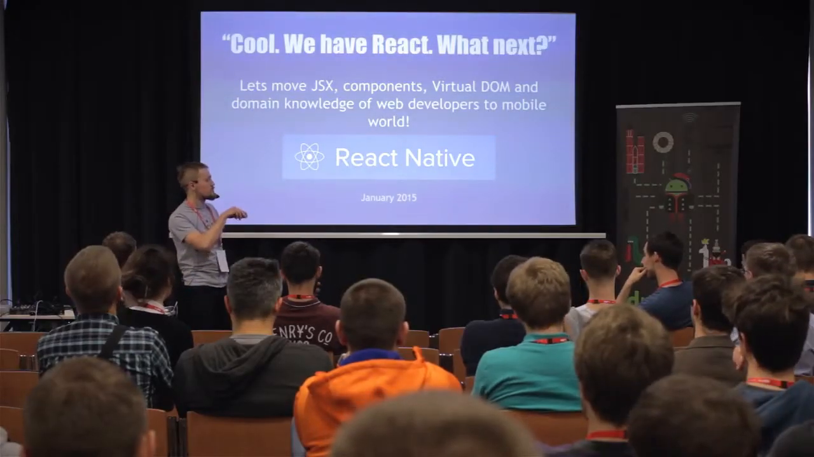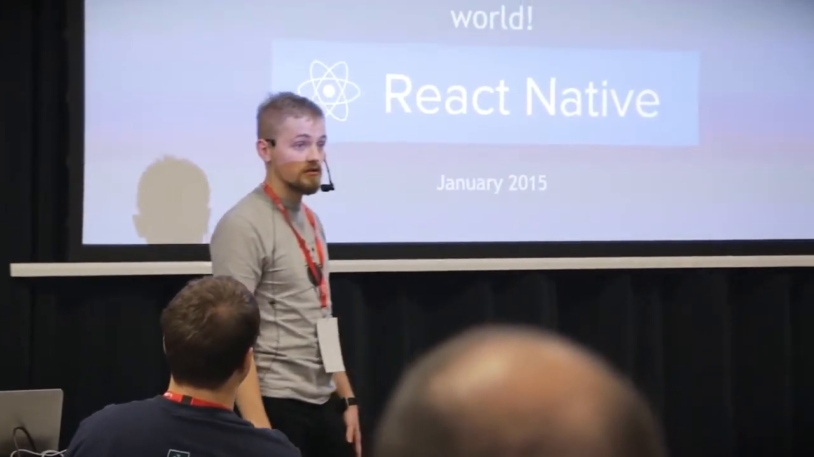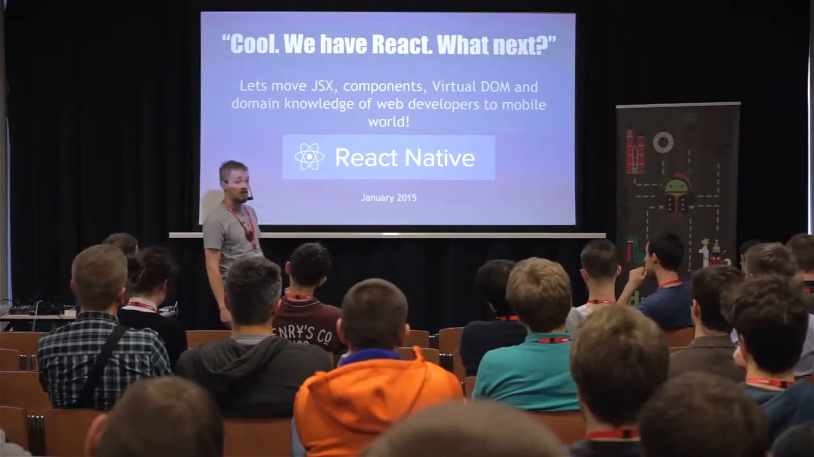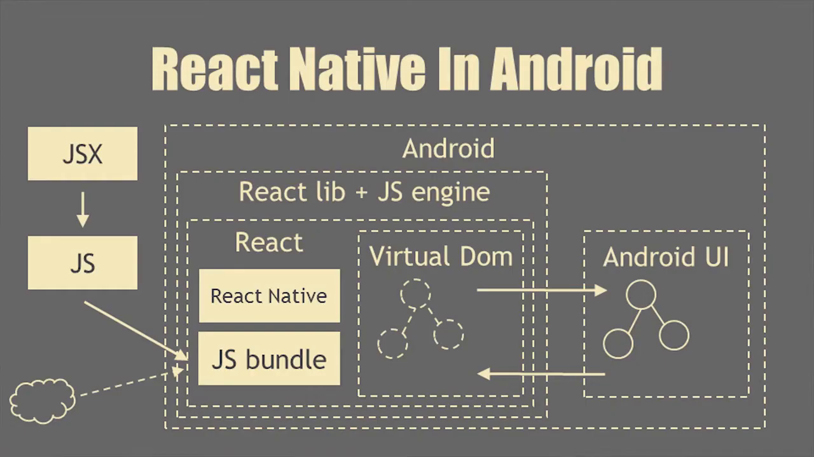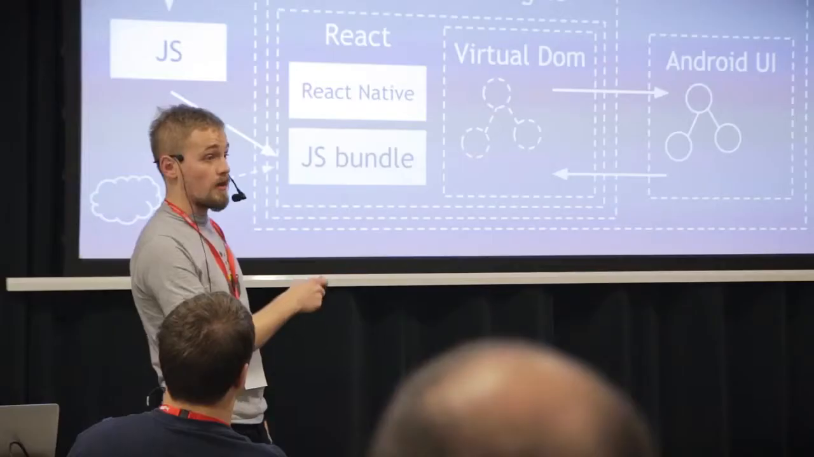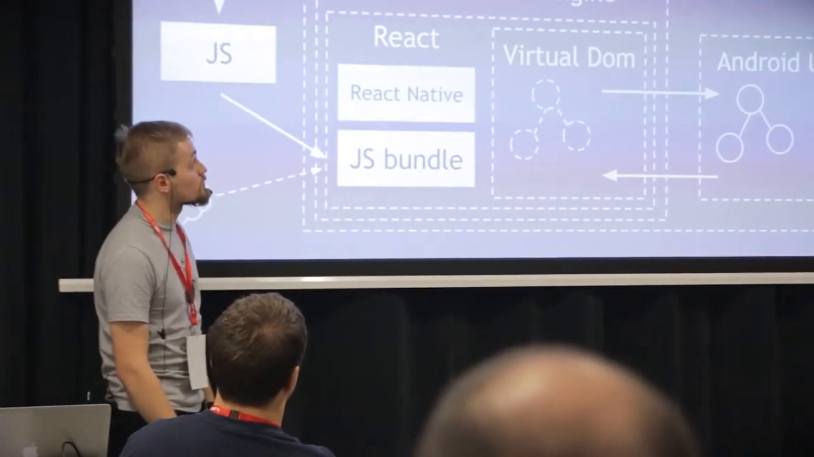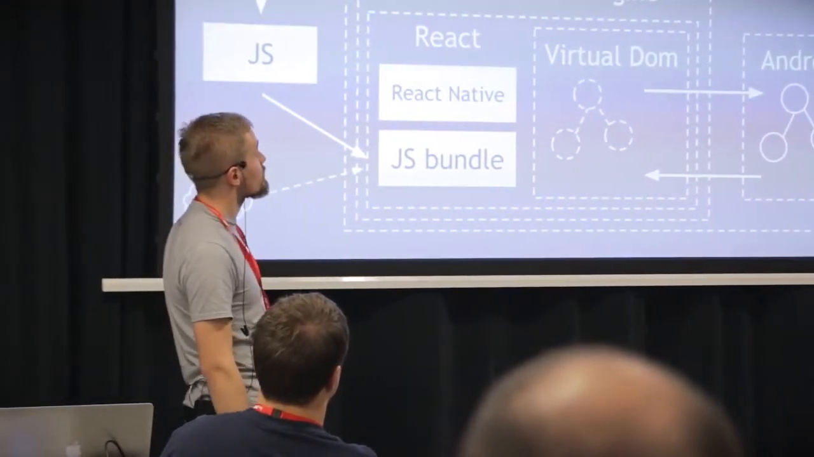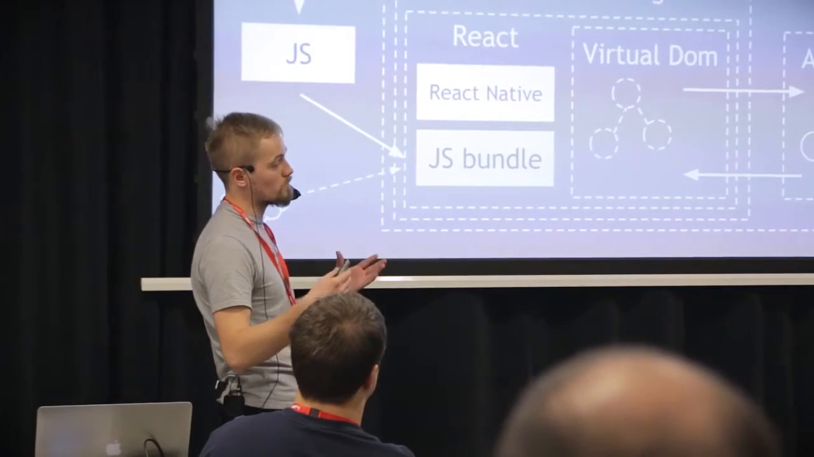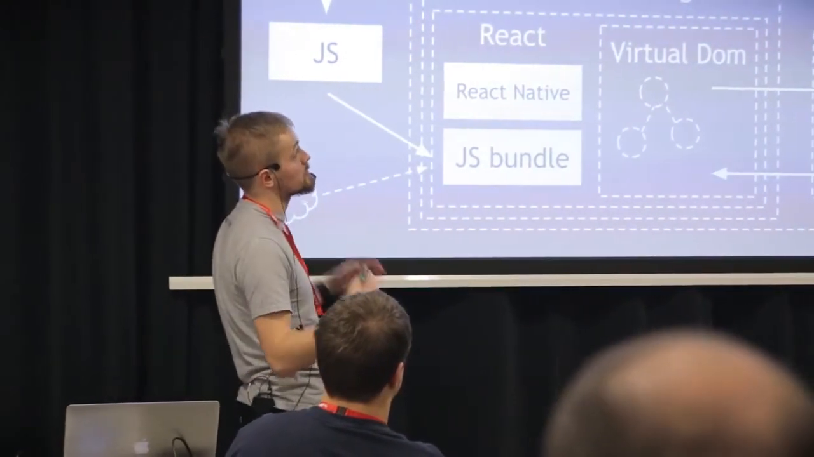So in January 2015, Facebook announced React Native for iOS only, and this was beta, and it started. In September this year, Facebook open sourced the Android version of React Native, and this is the graph of how React works in Android.